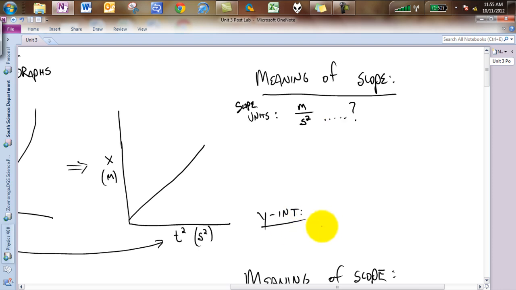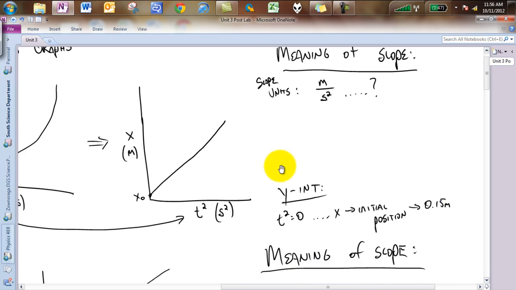Y-intercept is easy though. We take a look at the y-intercept and you notice that, well, it is when t squared is equal to 0. What is x? So in this case, x is going to be our initial position. So that would make a lot more sense to us, being that this is just representing the initial position that your cart started with. Hey, guess what? That should probably be about 0.0 or 0.15 meters, being that that's about how far you should have started away from the motion sensor. So, meaning and slope of that graph is pretty easy.